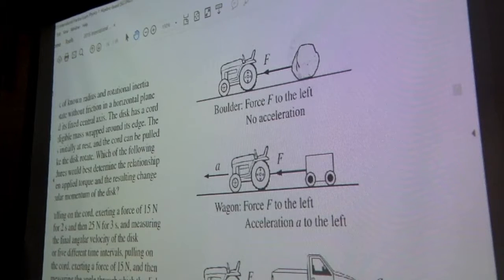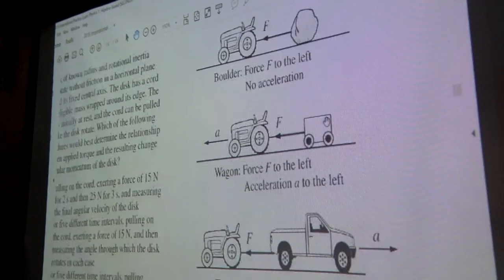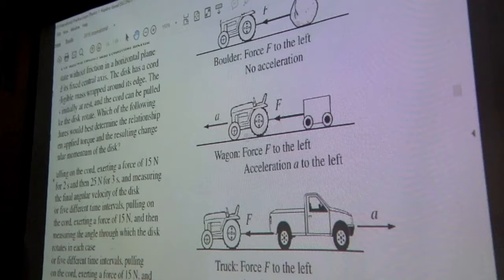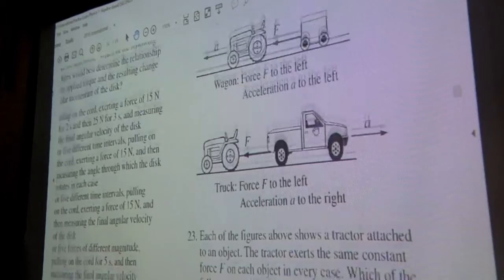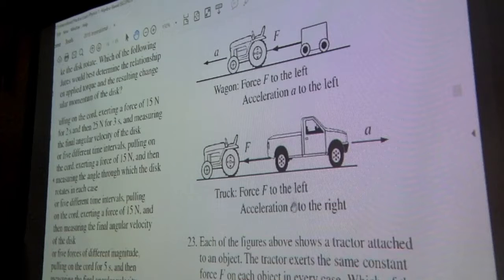Here is a boulder. The force is applied to the left, and there is no acceleration. What do you mean by that? There is a constant friction that is pulling it, which is exactly the same. Now here it says this tractor is pulling this wagon, and the force is applied, and there is an acceleration. That means the rock weighs less. Now he's pulling the truck with a force F, but the acceleration is to the right.